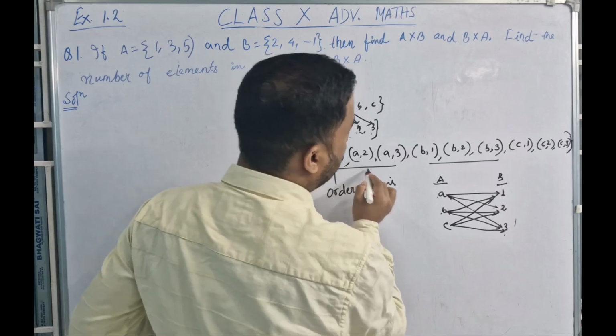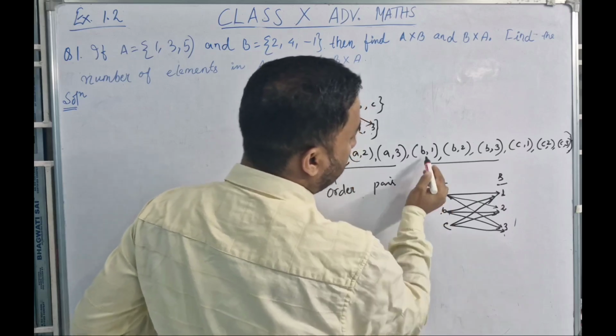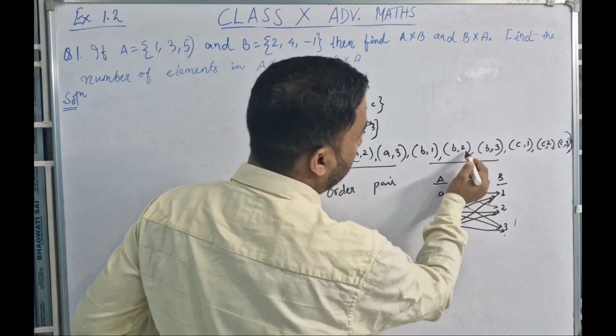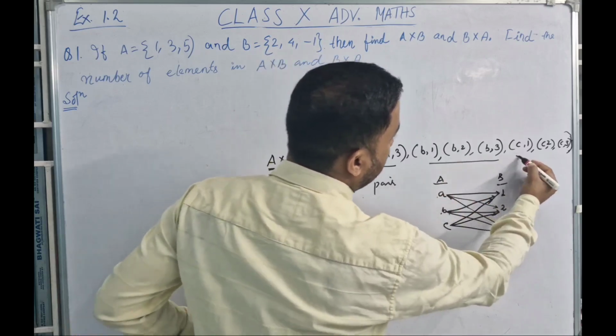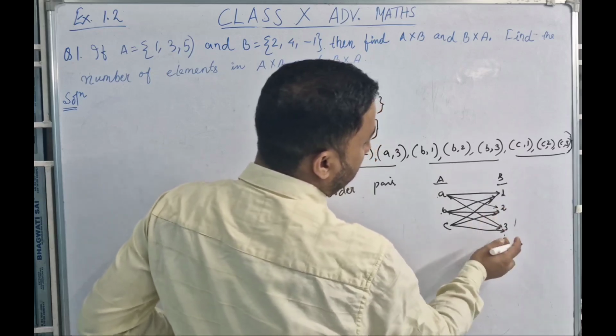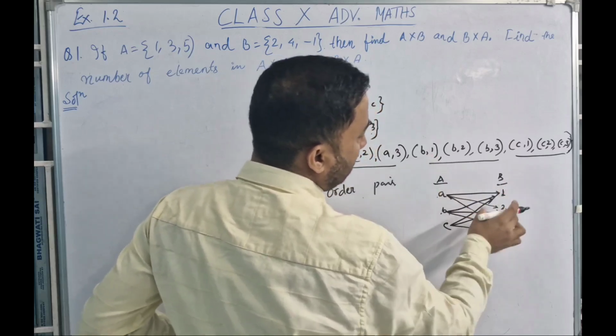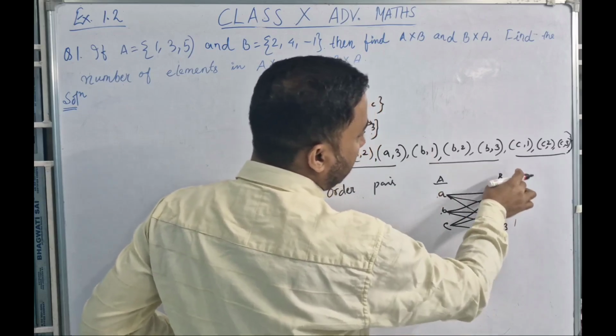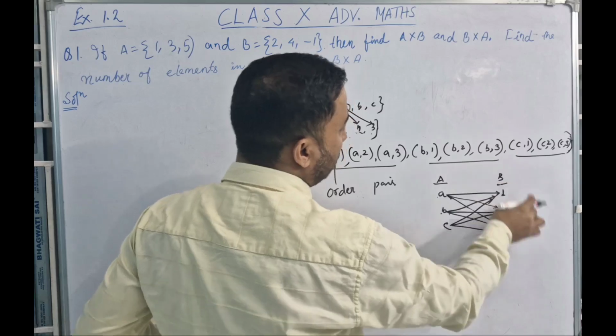These 3 elements are for the first element A. Then for B also we will get 3 ordered pairs, and for C also we will get 3 ordered pairs. Okay, so the number of ordered pairs will depend on the number of elements in the second set.